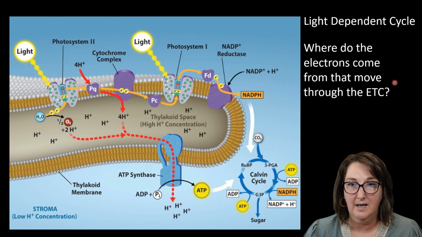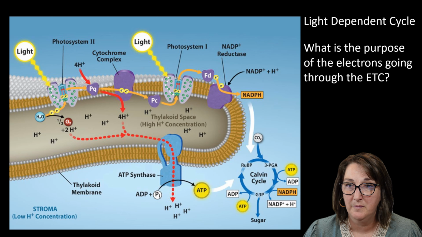Where do the electrons that move through the ETC come from? They're going to come from the water. This is going to produce the electrons. This is going to produce hydrogens, and this is going to produce a little bit of oxygen that will be a waste product. So what's the purpose of the electrons going through the ETC?